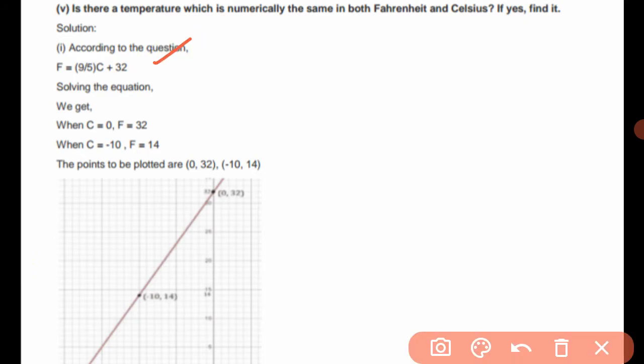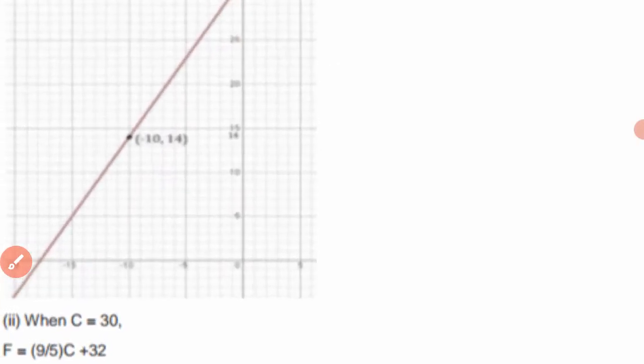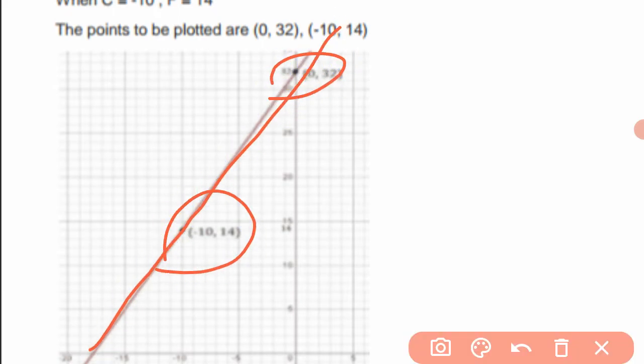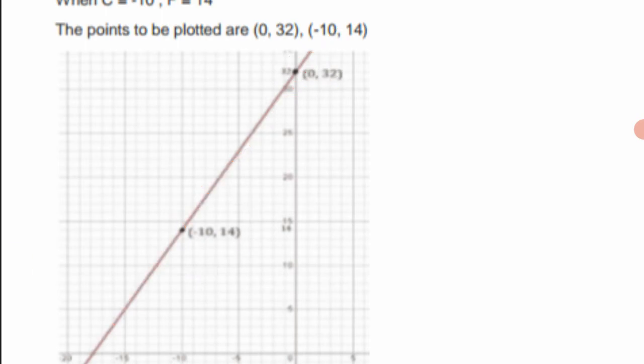According to this formula, when we put c equals 0, f will be equal to 32, and when we put c equals minus 10, f will be equal to 14. So the points will be (0, 32) and (-10, 14). When we represent these 2 points, we can draw a straight line through them. So this will be the graph. This is the answer of the first part.